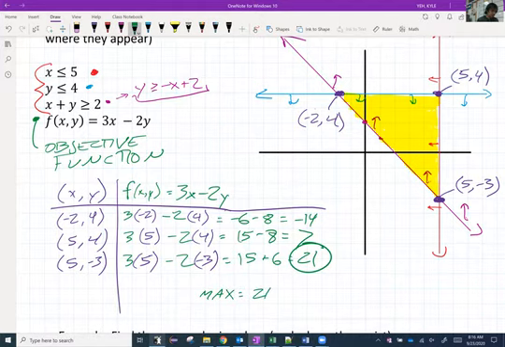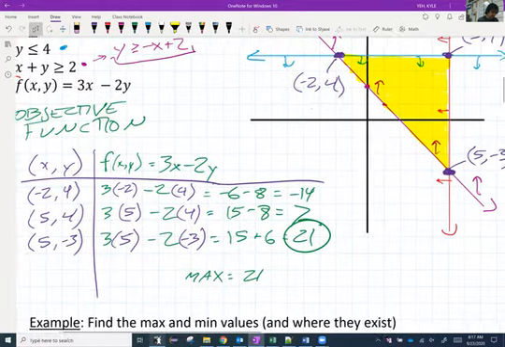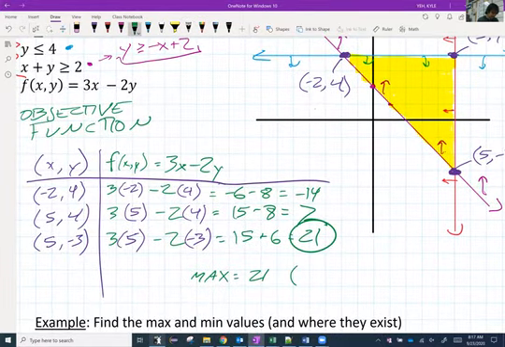And then the problem also asked us in those parentheses, find the maximum values and where they appear. So where did we get 21? At (5, -3). So a lot of times I like just drawing at (5, -3).